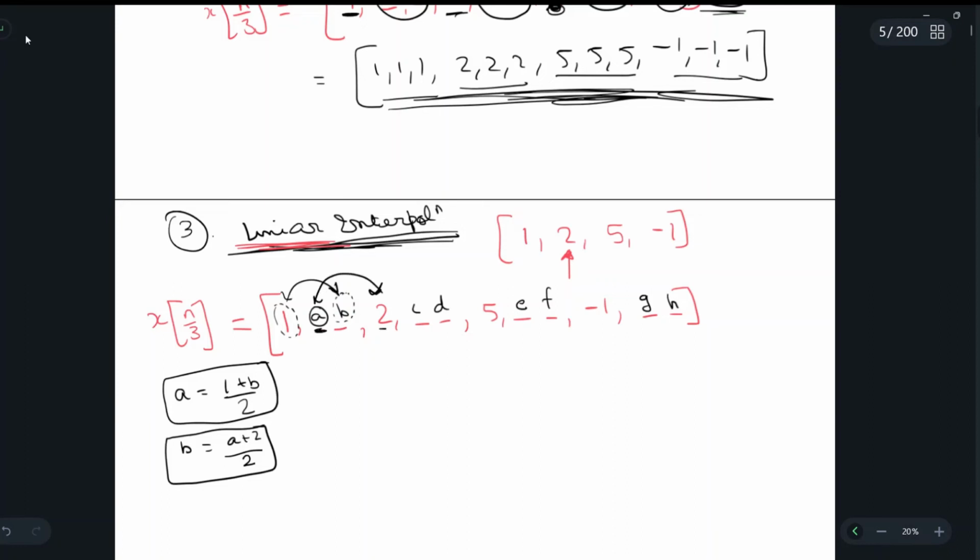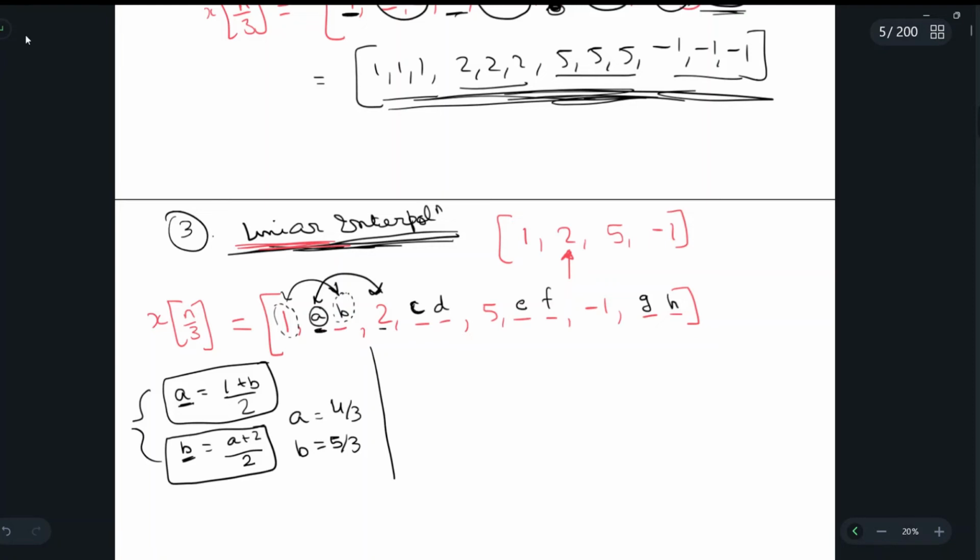Now on solving these two equations, we have two equations and two variables, so we can simply find the value of A and B. That is, the value of A will come out to be 4 by 3 and B will come out to be 5 by 3. Now similarly, I think you can do it on your own, but I'll still do it for you.